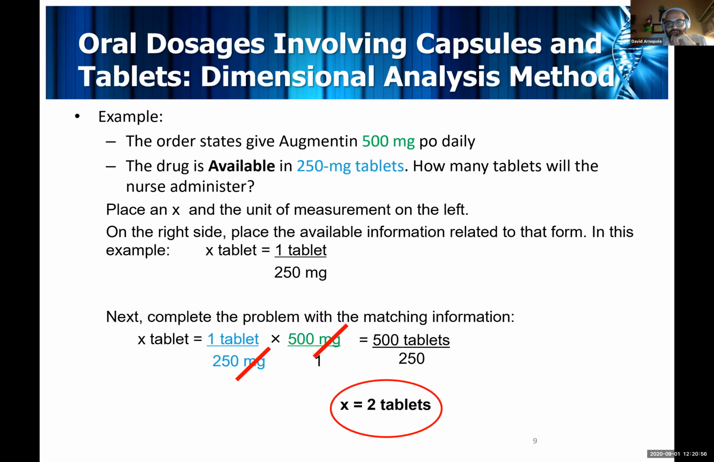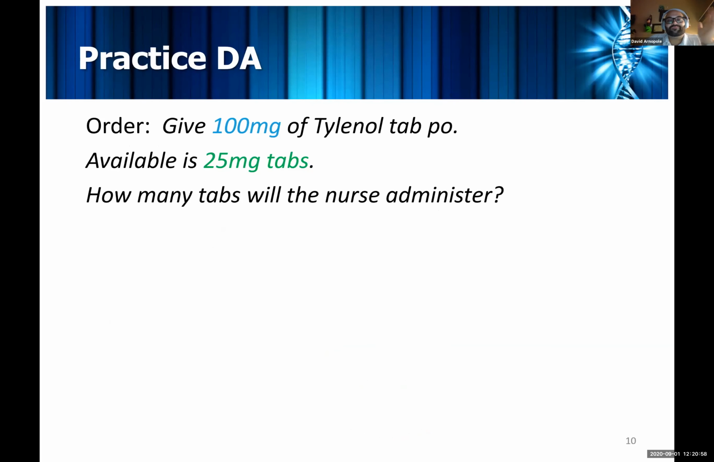All right. Let's do another one. 100 milligrams of Tylenol tab PO, available as 25 milligram tabs. How will you administer it? Go ahead and start.